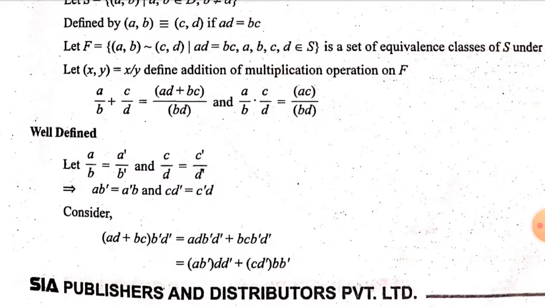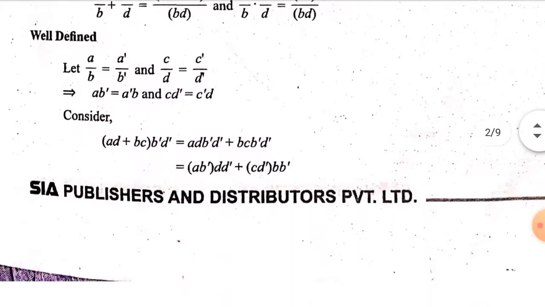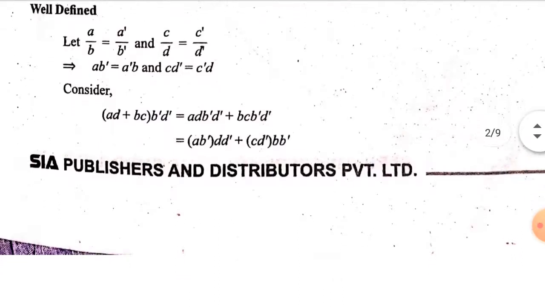In the next step, cross multiply: ab' equals a'b and cd' equals c'd. Now consider this part, LHS: (ad plus bc) into b'd'. You will understand after proving why we took only this one. (ad plus bc) into b'd' equals ad into b'd' plus bc into b'd'. Now you write ab' in the bracket and d' outside, and cd' in the bracket and b' outside.